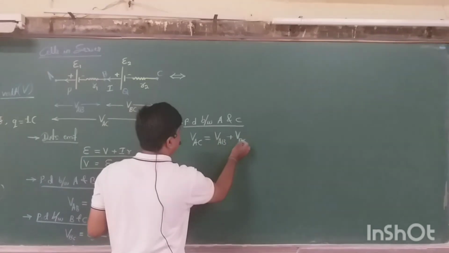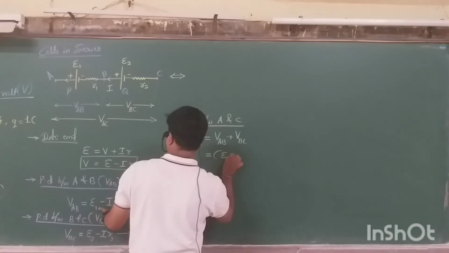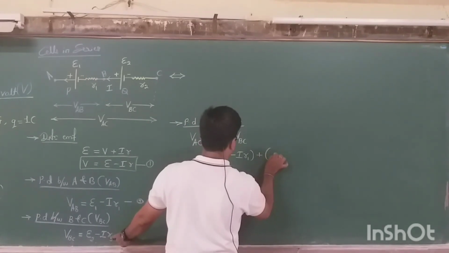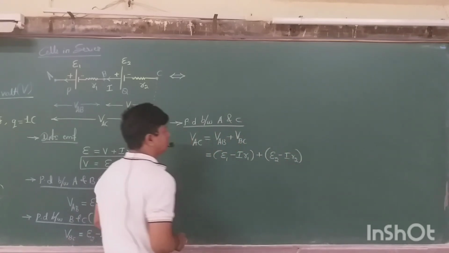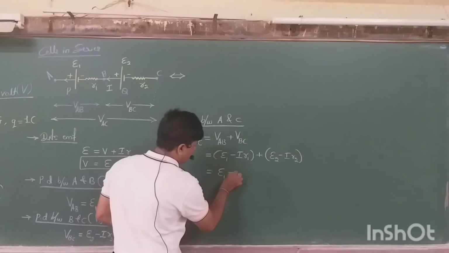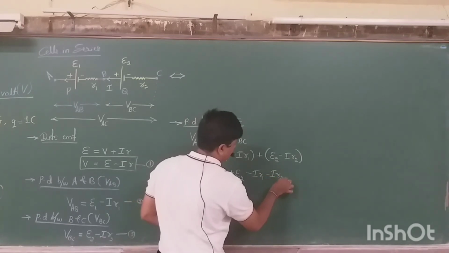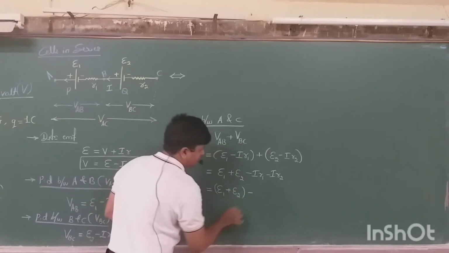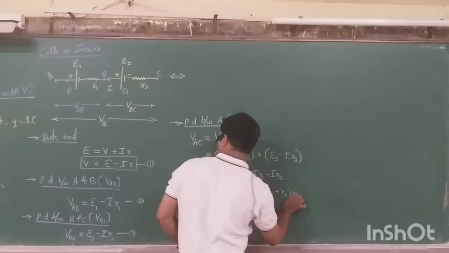We have the value of VAB and VBC. Substitute these values. VAB is E1 minus I R1 plus VBC, E2 minus I R2. Open the bracket and write the EMFs on one side: E1 plus E2 minus I R1 minus I R2. Taking the current common, VAC equals E1 plus E2 minus I into R1 plus R2. This is equation number 4.